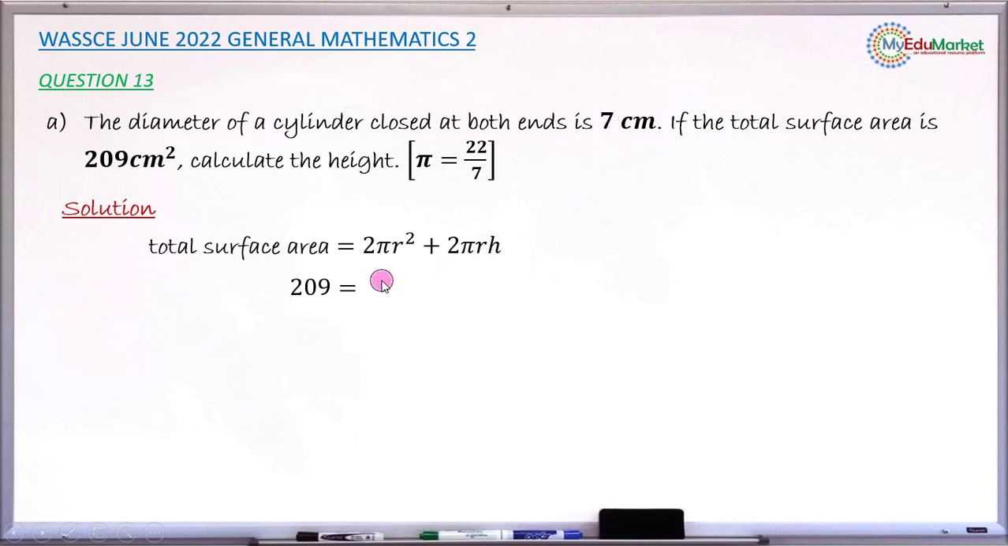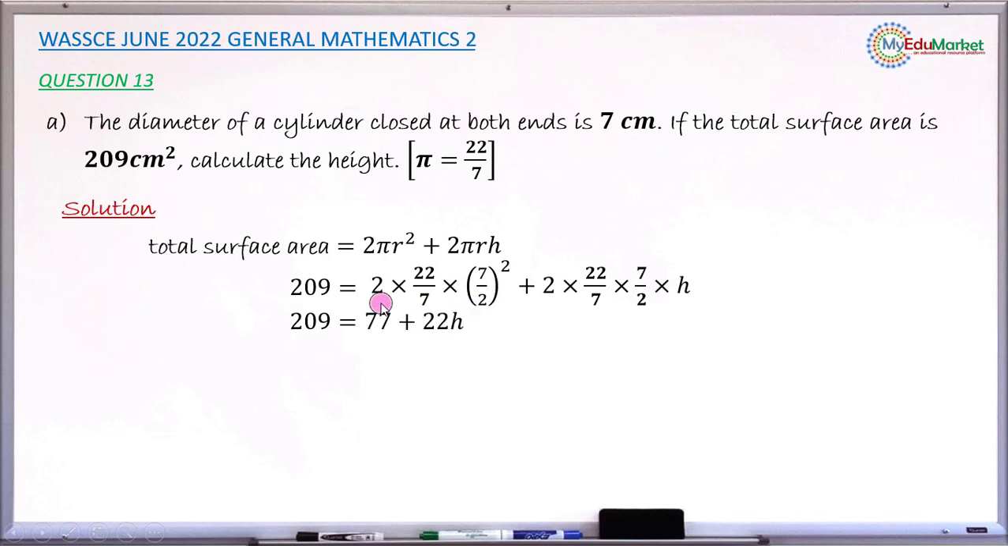So let me substitute. You now have 2 multiplied by 22/7, that is pi, multiplied by (7/2) squared, that is your r², plus 2 times pi times the radius 7/2 times the height, which we don't know. Simplifying the right hand side, 2 times 22/7 times (7/2) squared, if done correctly, gives 77. Similarly, multiplying 2 by 22/7 by 7/2 times h, you have 22h.